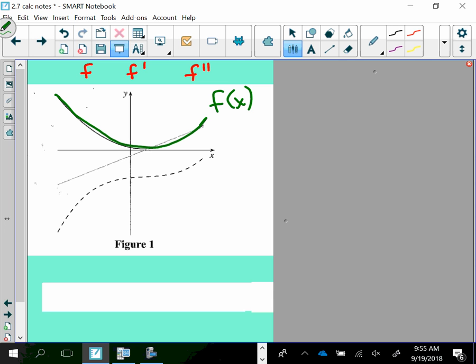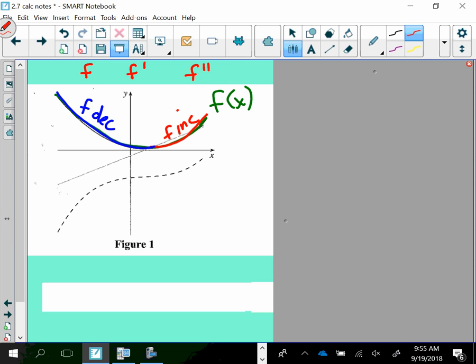So now we have to look at increasing, I'm going to highlight that, and decreasing. F, decreasing. F, increasing. Okay, did I lose anybody yet?